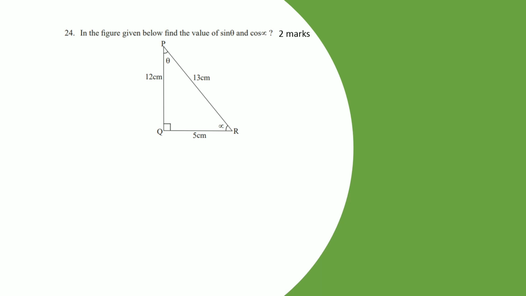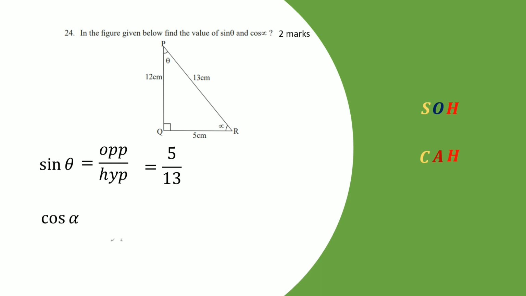This is a 2 mark question. In the figure given below, find the value of sin theta and cos alpha. So, the SOH CAH mnemonic you have to know and use. SOH: opposite by hypotenuse, for theta opposite side is 5, hypotenuse is 13. CAH: adjacent side by hypotenuse. So for alpha, adjacent side is 5 by 13.